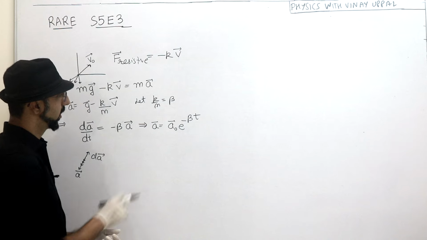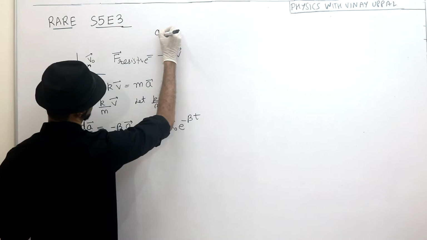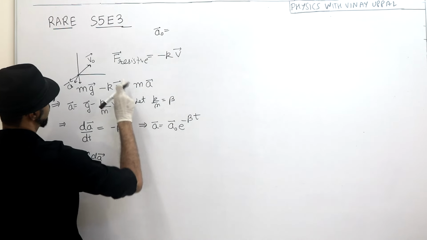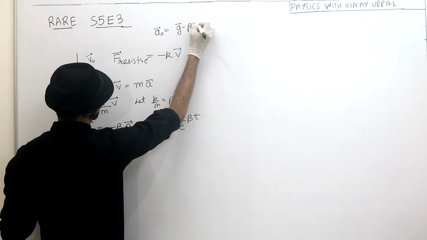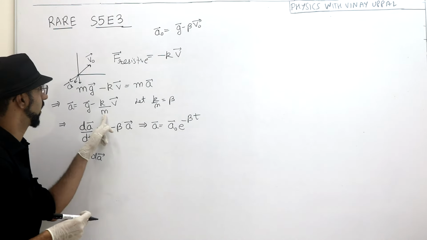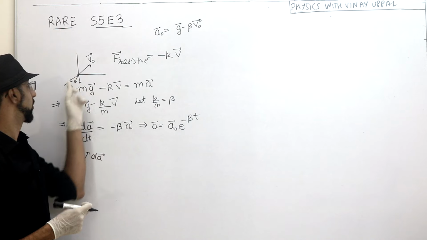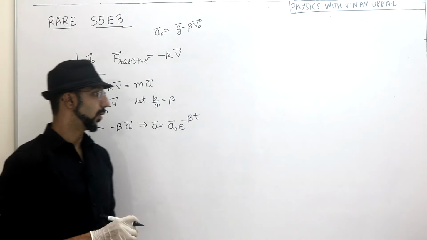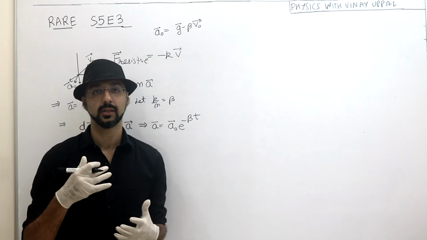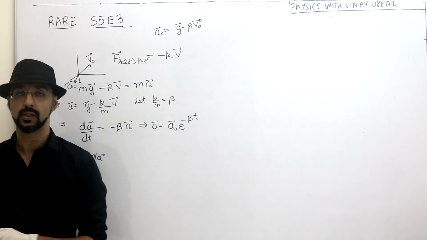ठीक है. What is A naught? A naught is the initial acceleration. Initial acceleration क्या है? Initial velocity V naught अगर है तो g minus beta V naught. ठीक है. मैंने k by m को beta रखा है. तो initial acceleration जो है, let me call it A naught. Okay.